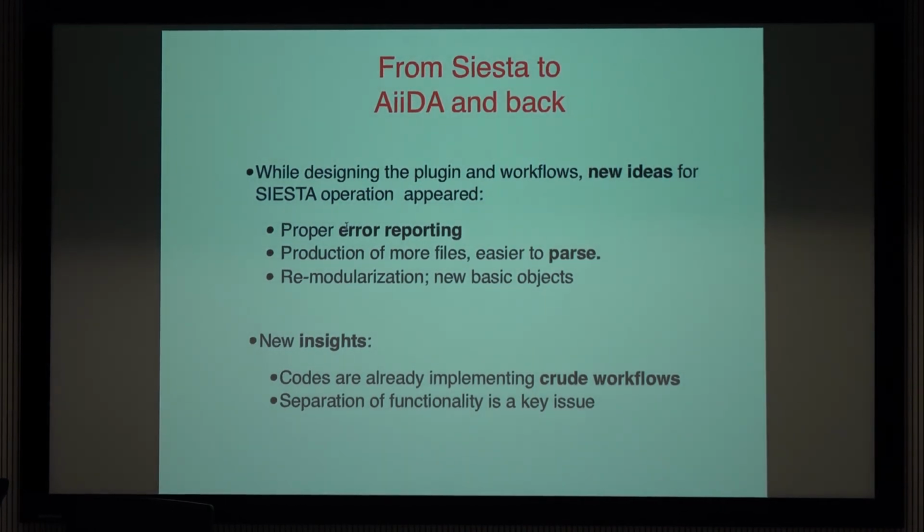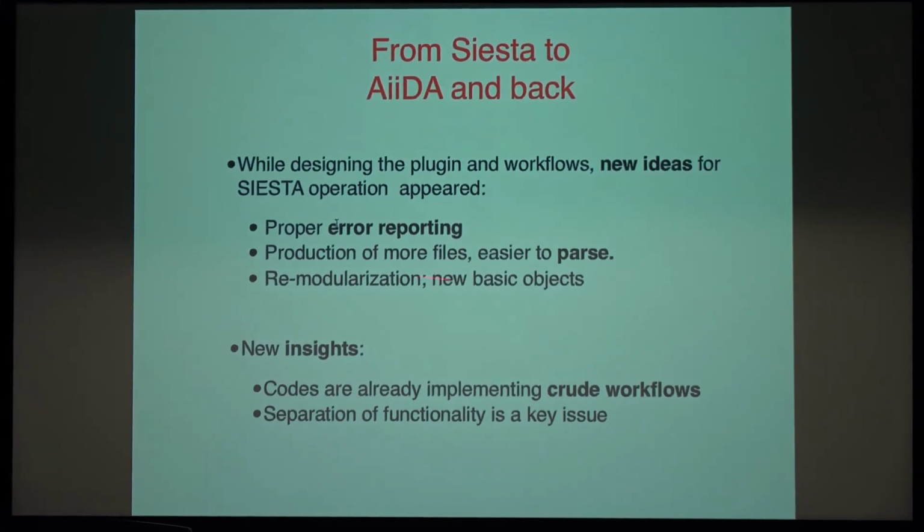So you start with your code and say, I need to write a plugin for AiiDA. But then while you are doing it, you discover that your code could do things in different ways and be a better code. In particular, you could do proper error reporting. You could package things better for easier parsing, like the information about timing. And you can remodularize your code, maybe use different objects that make more sense. But you discover those things when you move out of your local minima of potential energy and see something else outside, right?